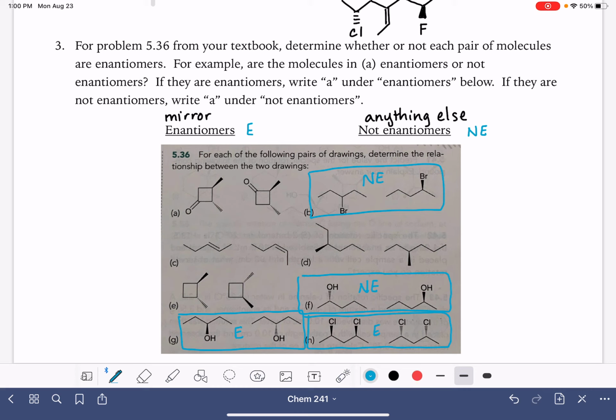And what do we got over here? Let's take a look at this one. This is a double bond situation. These are not mirror images of each other. This is a different type. This is a type of stereoisomeric relationship, but not enantiomers. They are not mirror images of each other.